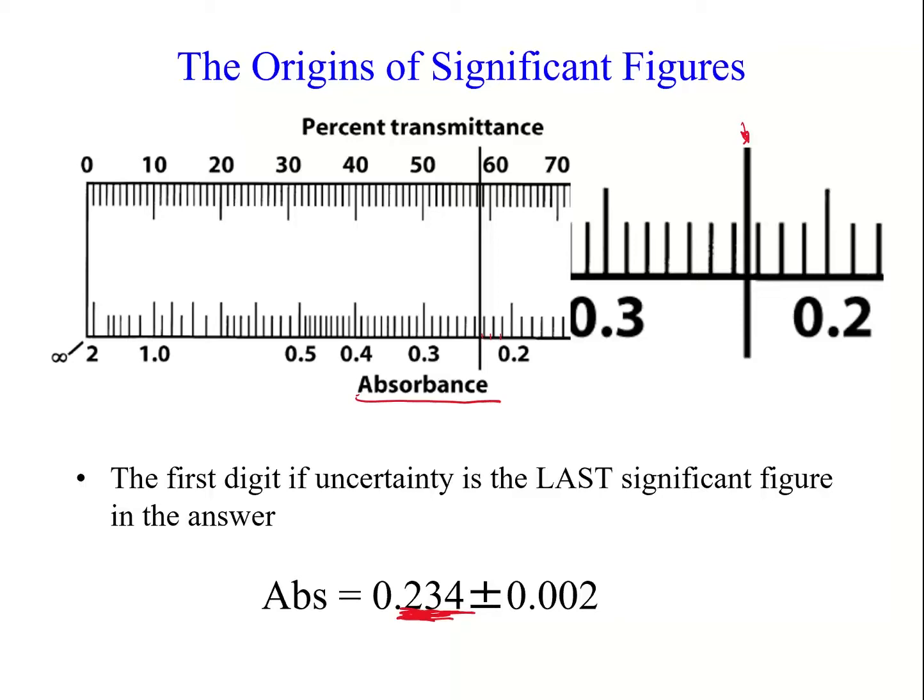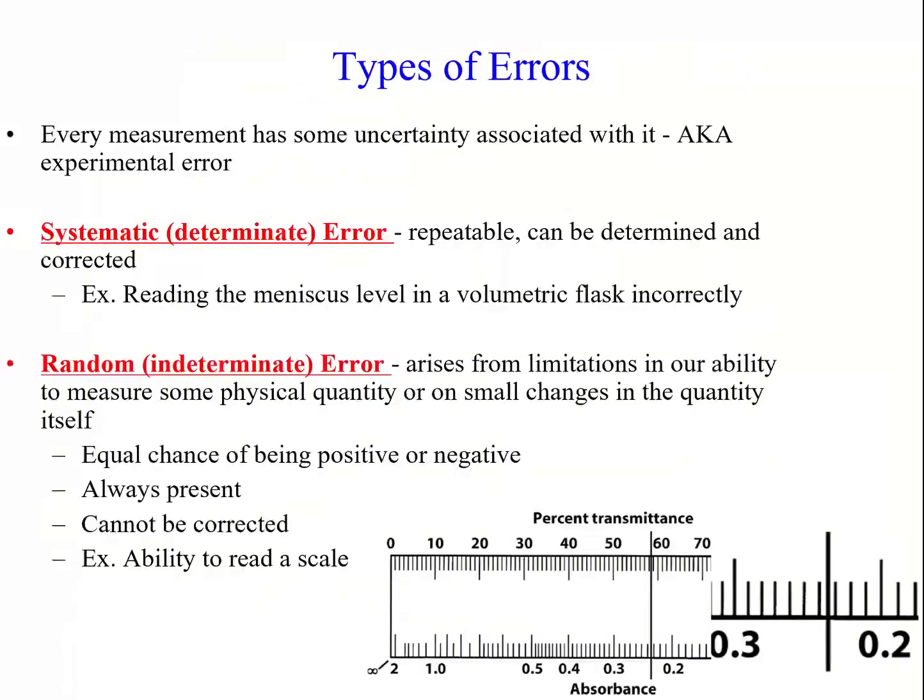Now we're going to talk about the types of error. Experimental error is classified as systematic, random, or blunder. Systematic error, also called determinate error, comes from a flaw in equipment or the design of an experiment. This is a repeatable error and can be determined and corrected. For example, if we read the meniscus level in a volumetric flask incorrectly.